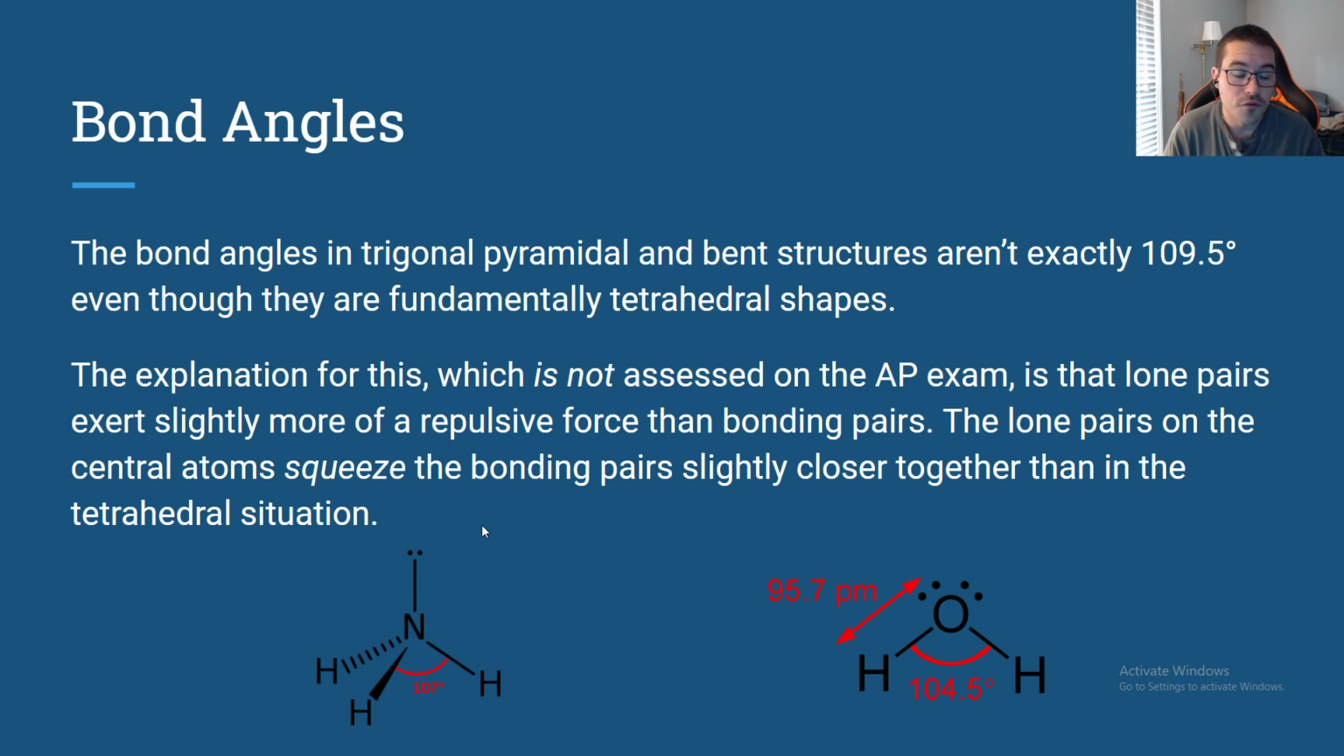So the real observed bond angle in ammonia is 107 degrees, and the real observed bond angle in H2O is 104.5 degrees. Once again, I don't think that that is assessed on the AP exam, and I'm not sure I'm going to be asking you about that on our summative assessments, okay?